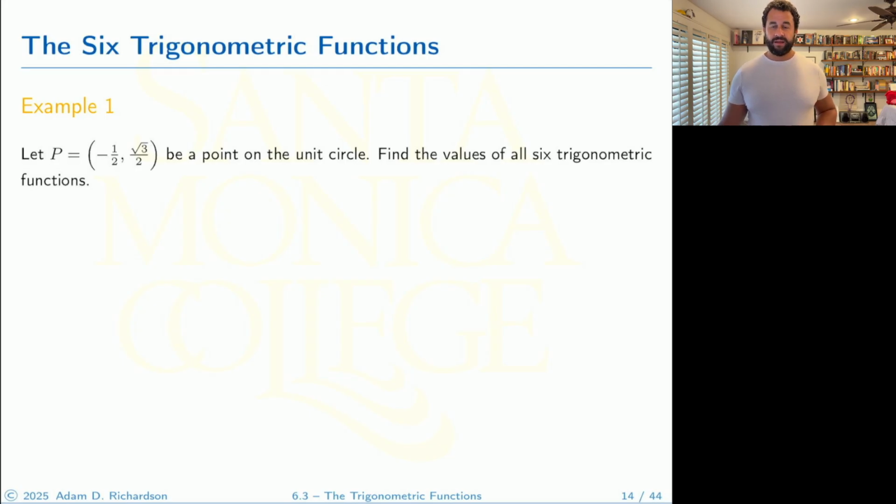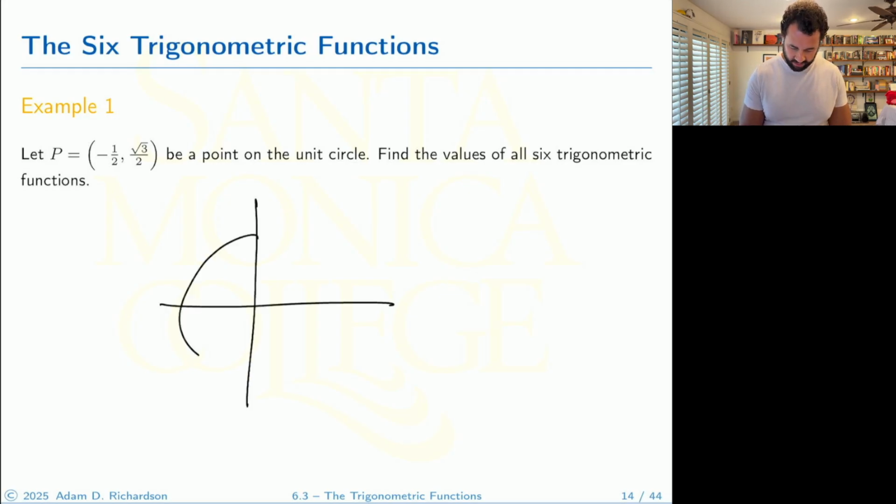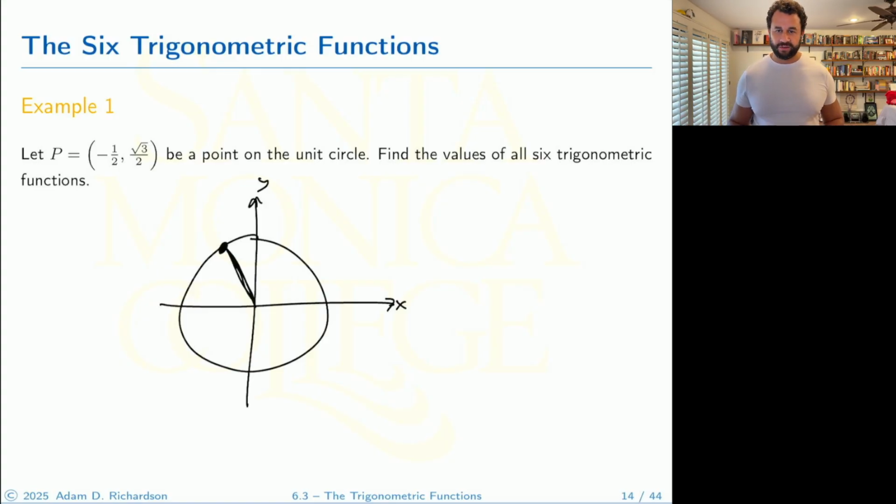All right. Now let's do it together. So here, I'm going to draw the unit circle. Picture the unit circle. So where is that point? Okay, well, here's the unit circle. X is negative a half. Y is root 3 over 2. So that point is over here. In fact, we might not even need the unit circle picture for this, but this is the point negative 1/2, root 3 over 2.